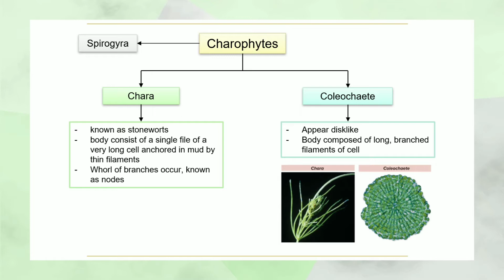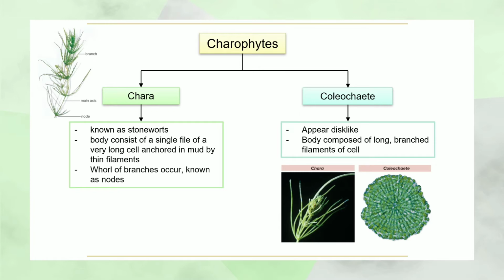Although in Chapter 21 we know that Spirogyra is one of the charophytes, the ancestors of land plants that are most closely related are the charophytes Chara and Coleochaete. Chara are commonly known as stoneworts because they are encrusted with calcium carbonate deposits. Their body of a single file of very long cells is anchored in mud by thin filaments. The region where whorls of branches occur is called nodes. It is located between the cell and the main axis. It is a region where the male and female reproductive structures grow.